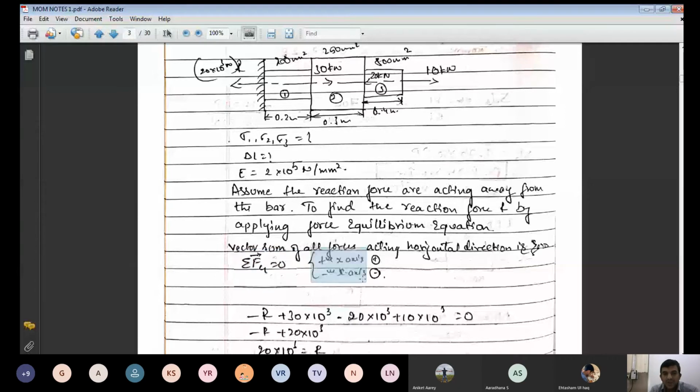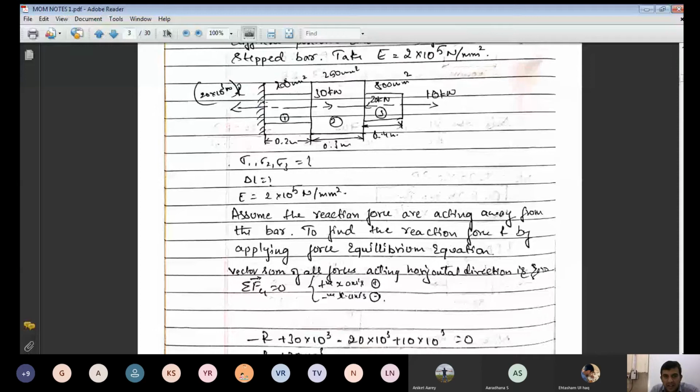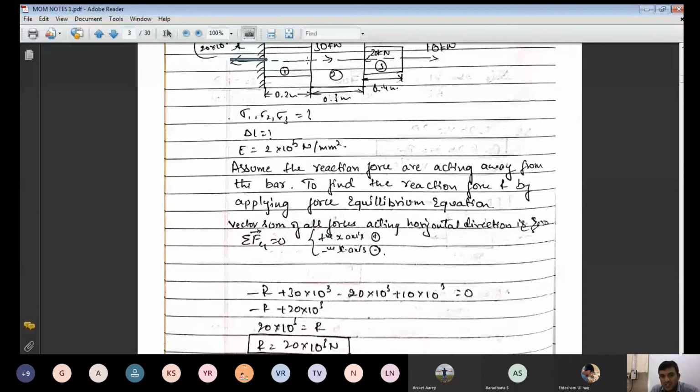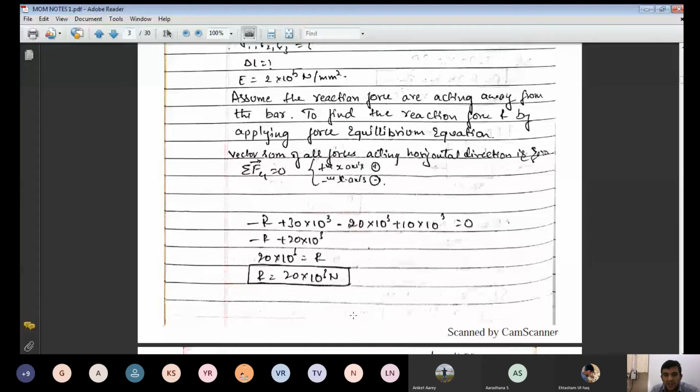Now the force convention here is very important. What is the force convention? Take the fixed end as the reference. Forces acting away from it, towards the positive x direction, are positive. Forces acting in the negative x direction are negative. The vector sum of all the forces acting in the horizontal direction is 0. Positive x-axis forces are positive, negative x-axis forces are negative. What does the arrow mark show here? The reaction force is acting in the negative x direction. That is why minus R plus 30 kilonewton, 30 into 10 raised to 3, is acting towards the positive x direction. Again 20 kilonewton is acting in the negative x direction and 10 kilonewton is acting in the positive x direction. If you substitute all these values, what is the resultant force you will get? 20 kilonewton.